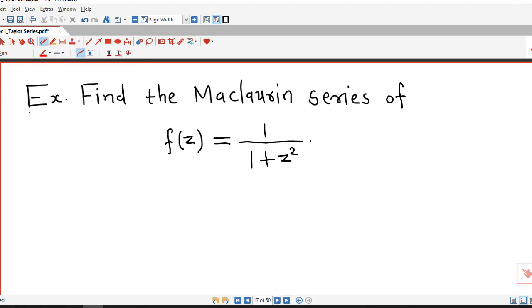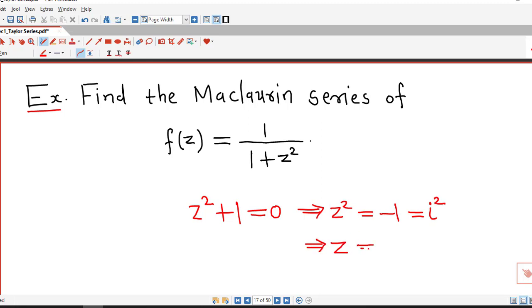Now we consider this example. Find Maclaurin series of f of z equal to 1 over 1 plus z square. Now this function is rational function, and it is not analytic at those points z at which z square plus 1 is 0. So this implies z square is minus 1, and that is z square equal to i square. So from this we obtain z equal to plus or minus i.